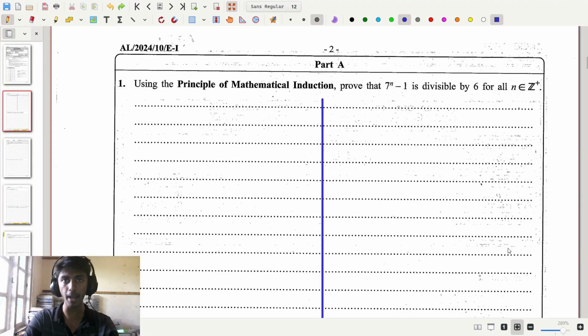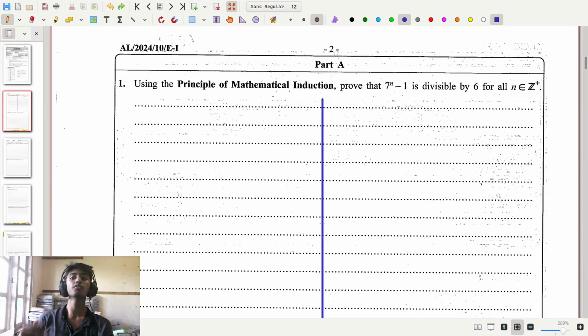2024 A-Level Combined Mathematics Paper 1 Part A question number 1. This is the induction question. The question says, using the principle of mathematical induction, prove that 7^n minus 1 is divisible by 6 for all n elements of the positive integers.